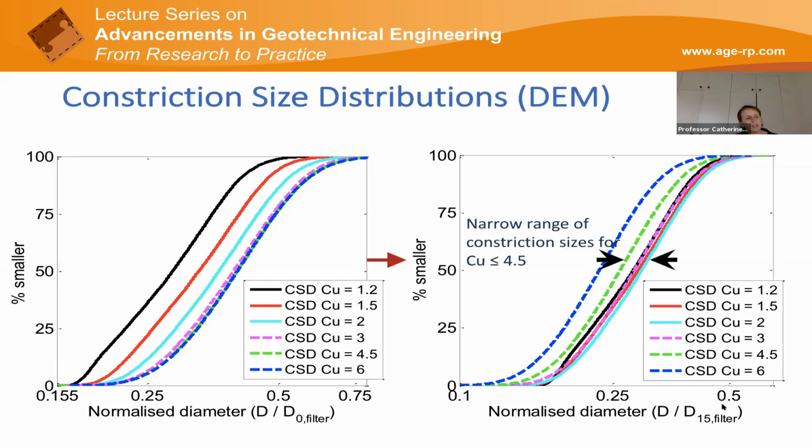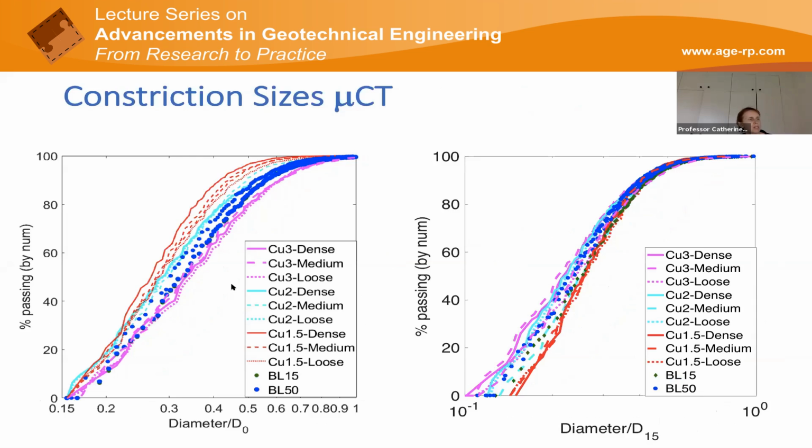So we can say that the D15 of the filter is a characteristic diameter that, for samples with continuous grading, is approximately telling us something about the distribution of sizes of the constrictions in the filter. And we see the same thing with the microCT. When we normalize by D15, we unify the data better than just normalizing by the smallest diameter of the particle in the system.